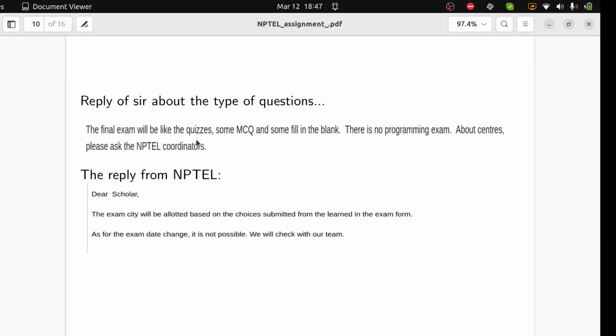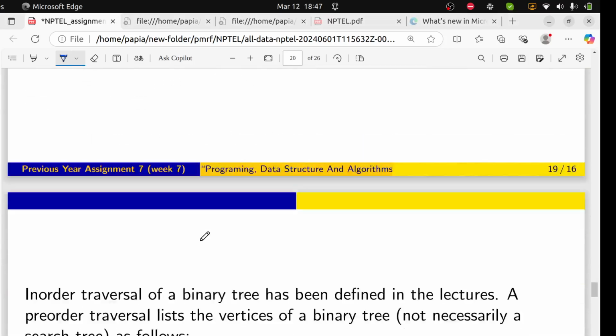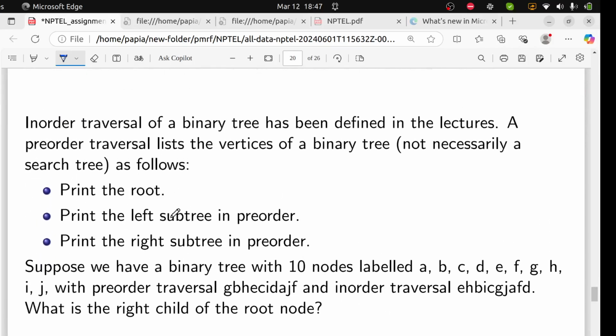Quizzes means you understand there are only MCQ type questions, and maybe this type of question may also be there: a root, left tree, right tree.